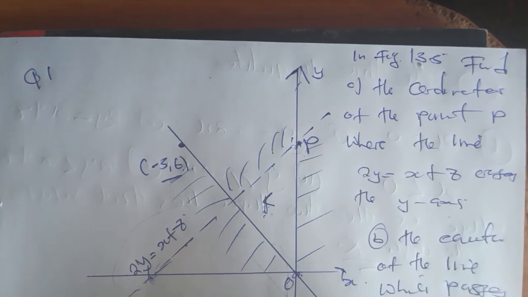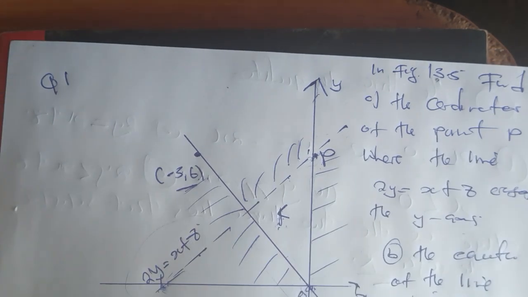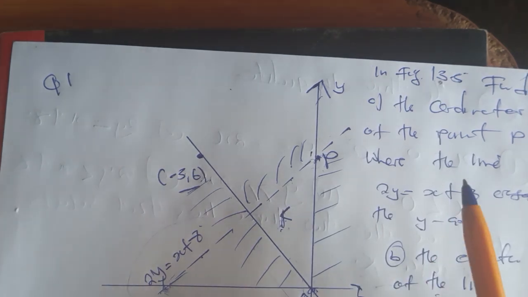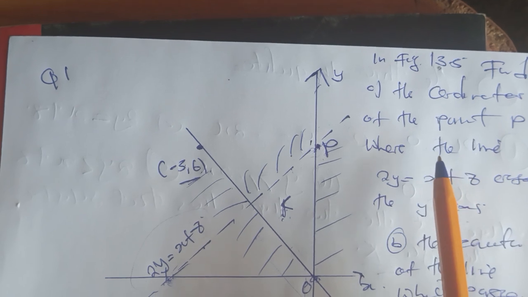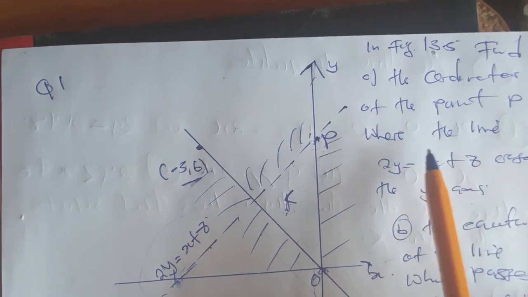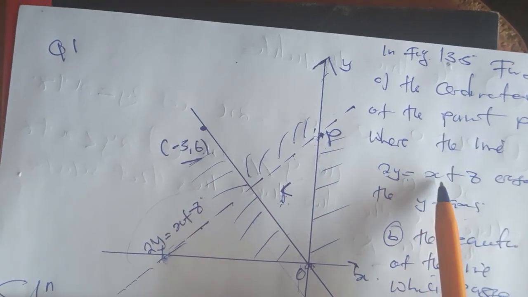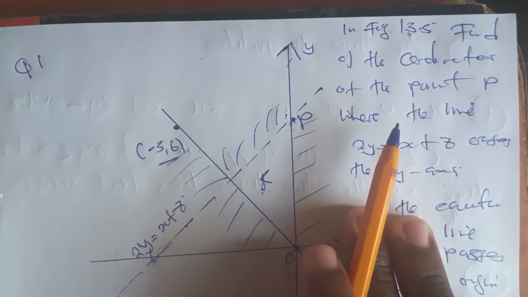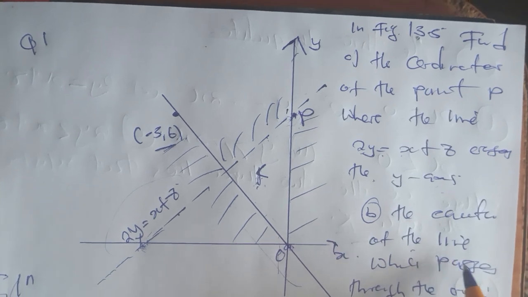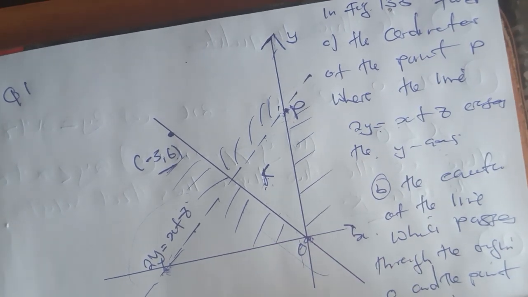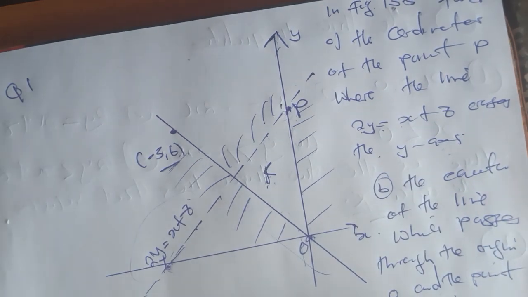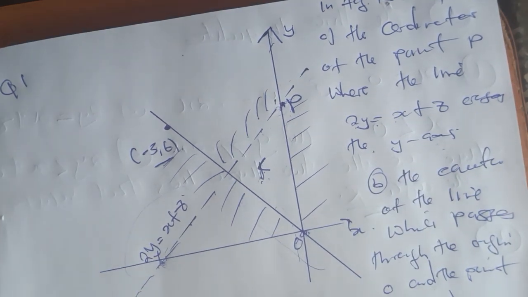Okay, so now we have been given this question. Be reminded that this question is under linear programming. The question says: in figure 13.5, find the coordinates of the point P where the line 2y equals x plus 8 crosses the y-axis. Part B says: the equation of a line which passes through the origin 0 and the point negative 3, 6. Then also the three inequalities which define the triangle region R, this one.